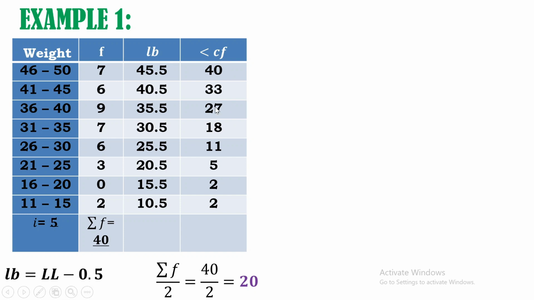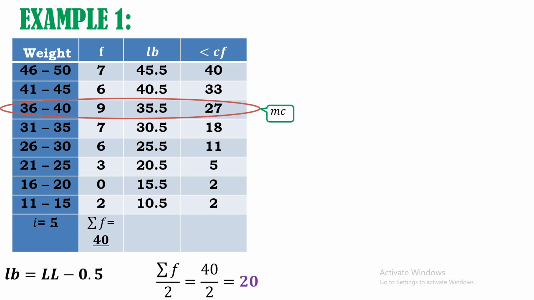So for this example, we have 40, 33, and 27. These are the values on the less than CF column which are greater than our value for summation of f over 2. And the lowest among those values is 27. Therefore, the median class is on the class interval containing less than CF, which is 27. So it's on the class interval 36 to 40. Take note, this is our median class, or in symbols, we have MC.